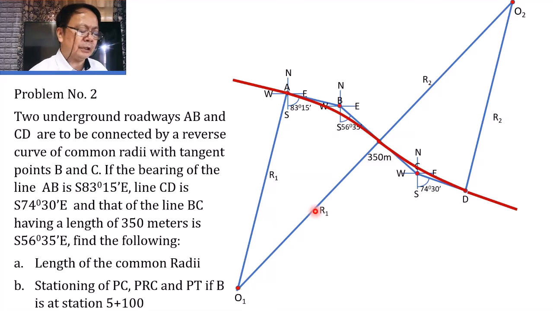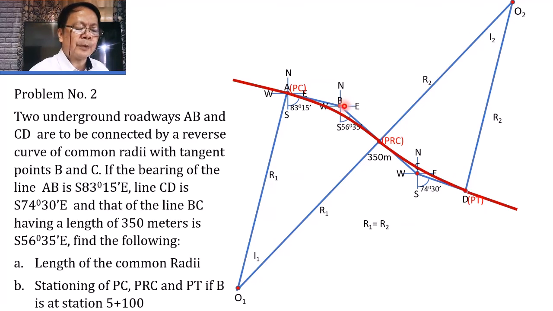Take note that in the problem, we are given that there are common radii, meaning the radii of curvature are equal. So we have R sub 1 being equal to R sub 2, and we expect that I sub 1 will not be equal to I sub 2. Now, let us imagine that point A will be our PC, then this point shall be called our PRC, and the point D will be our PT.